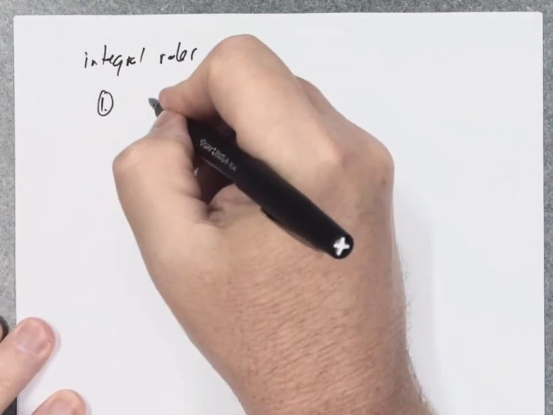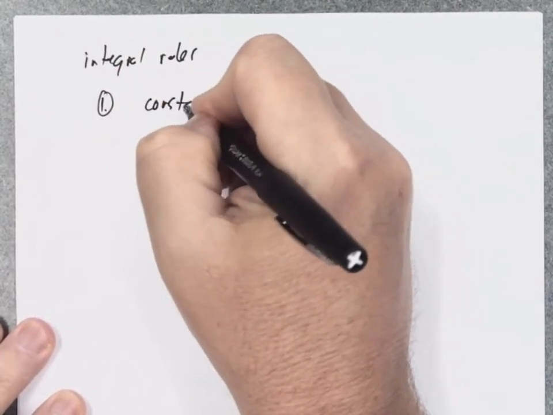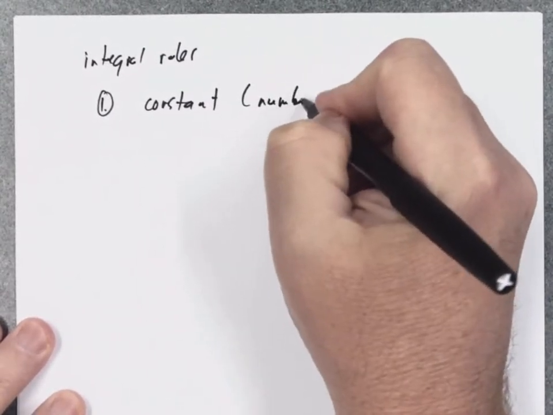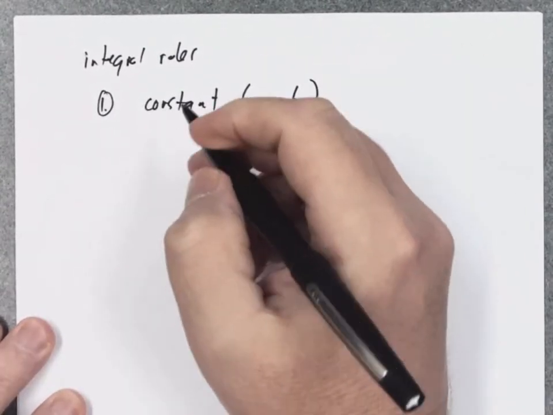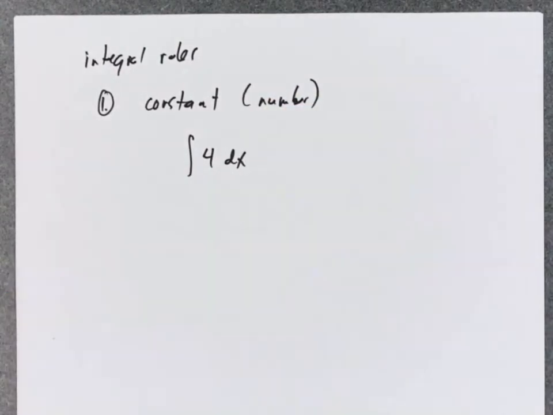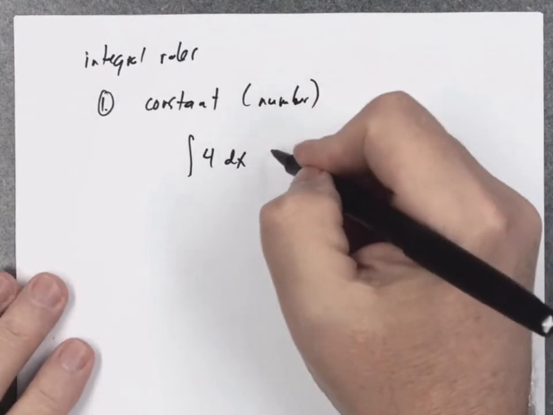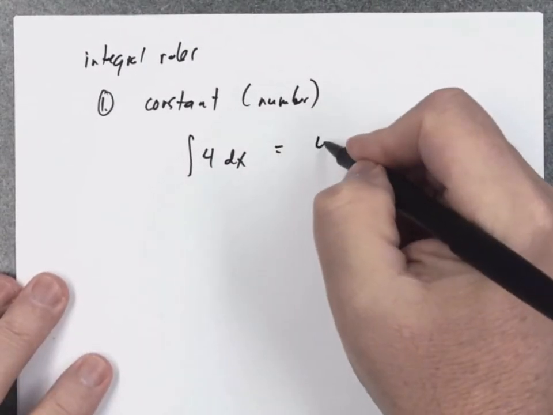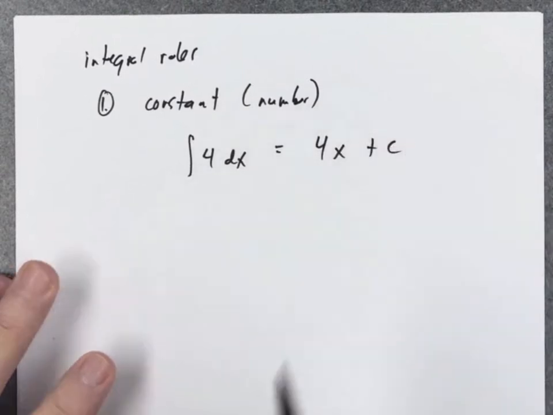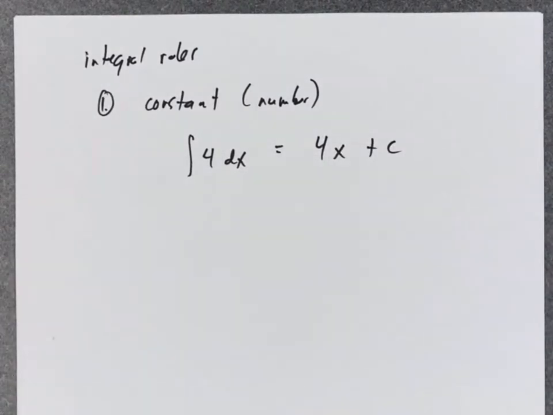First of all, what if you have a constant? The integral of a constant. I'll just do an example. 4 dx. No variables, nothing else, just a number. Could be a fraction, could be a decimal, could be negative, just a number. The rule is you simply multiply by the variable.